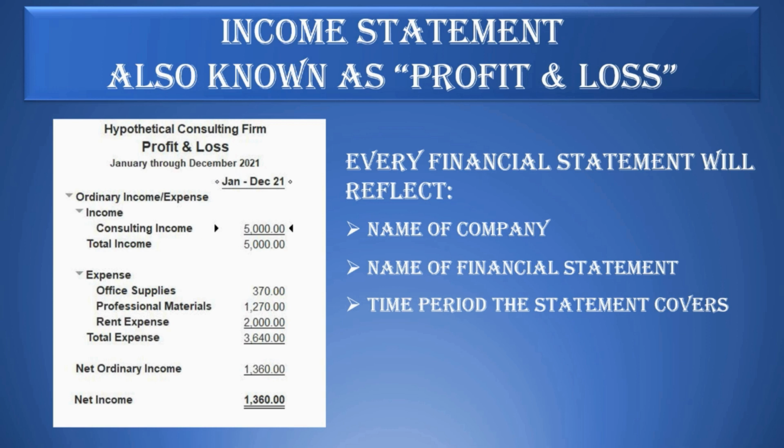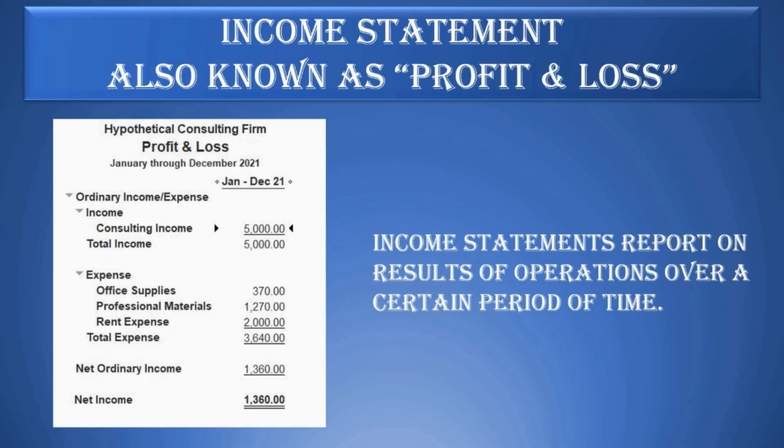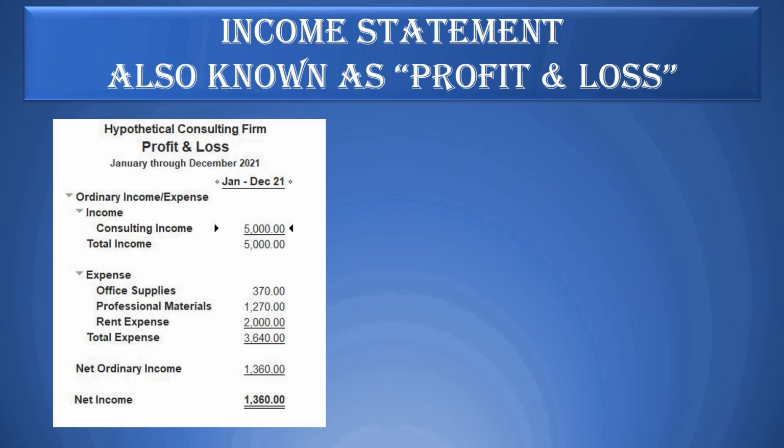In our case, the name of the company is Hypothetical Consulting Firm. Name of the statement is Profit and Loss. And the time period is January through December of 2021. It's an annual income statement. Time period is a very important concept when it comes to financial statements. Income statements report results of operations over a certain period of time. Let's move on and go over the main elements of our income statement.